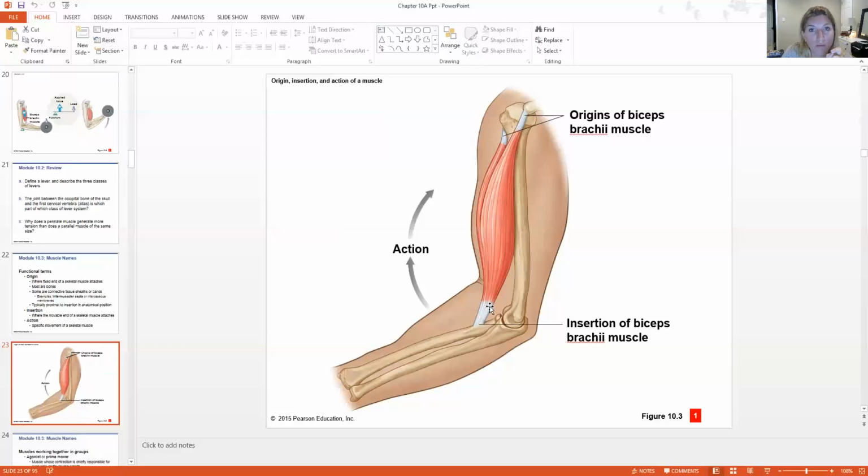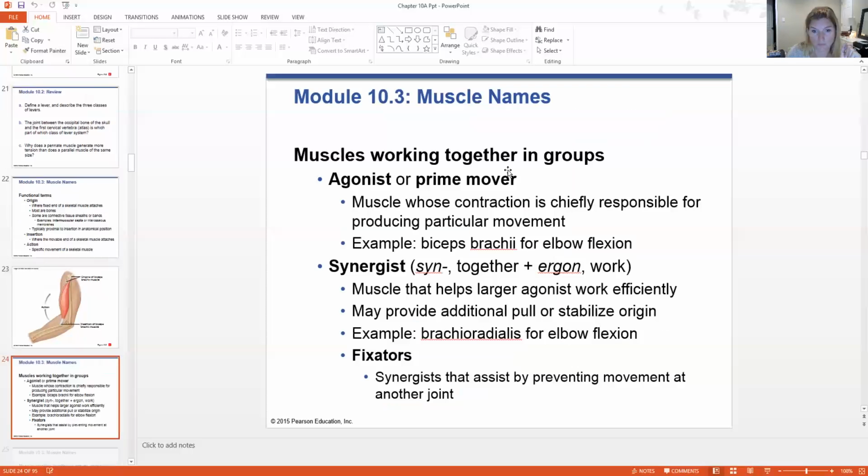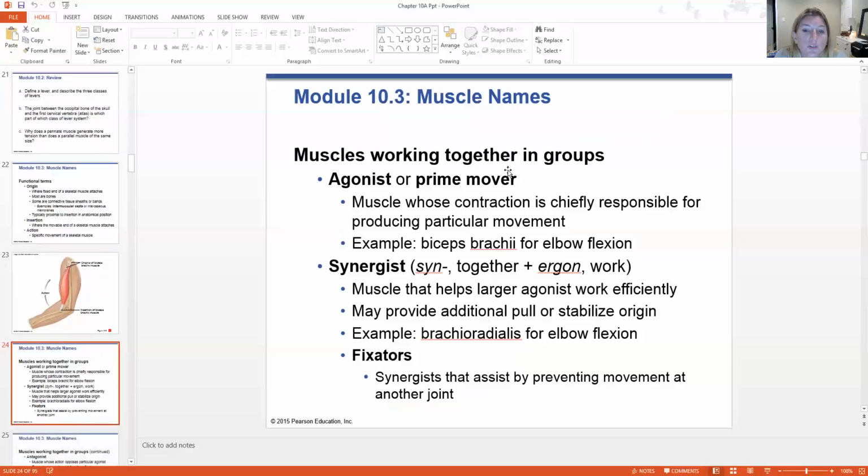The insertion is on the movable end, so the insertion is down here on the radius, and the action in this case would be flexion. So you also have muscles working together in groups. Almost always, there's a few exceptions, almost always in the body, you are going to have an agonist or a prime mover, a synergist or like a little helper, and then you'll also have an antagonist.